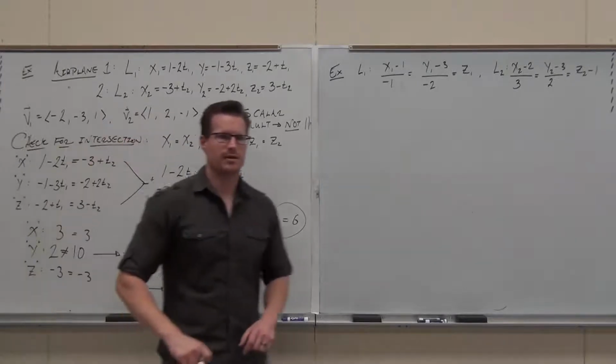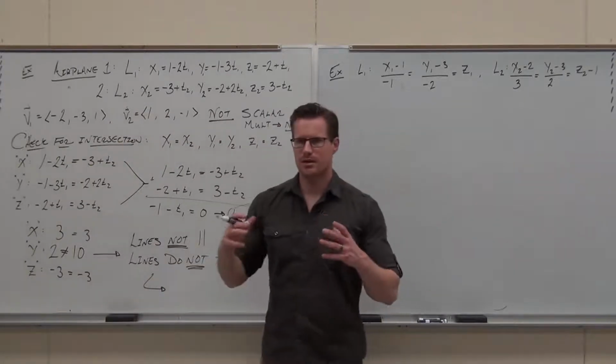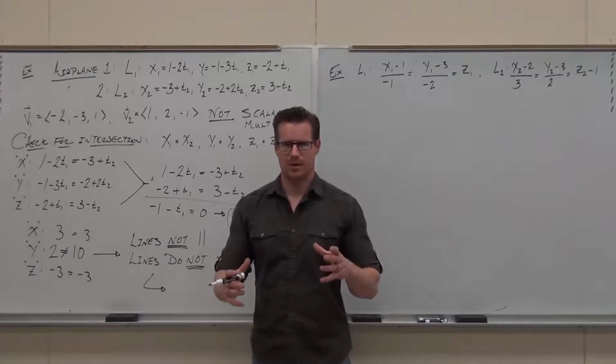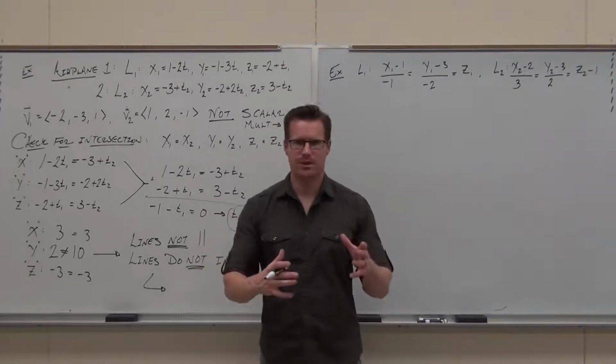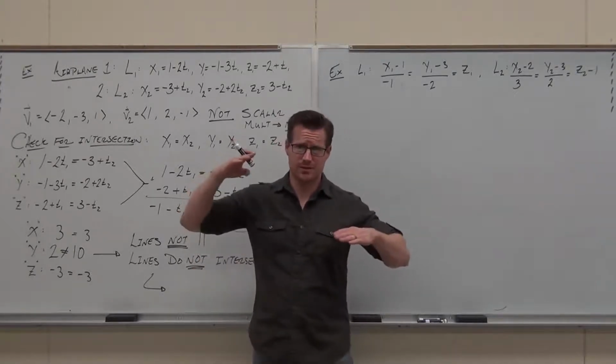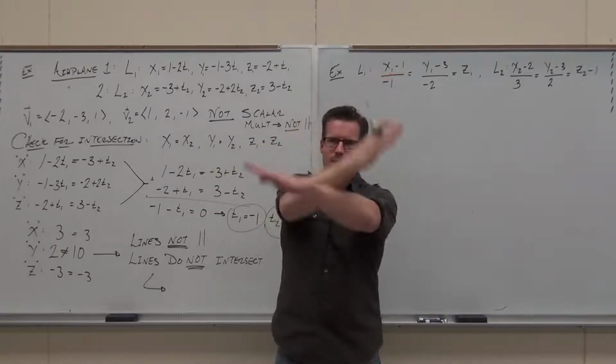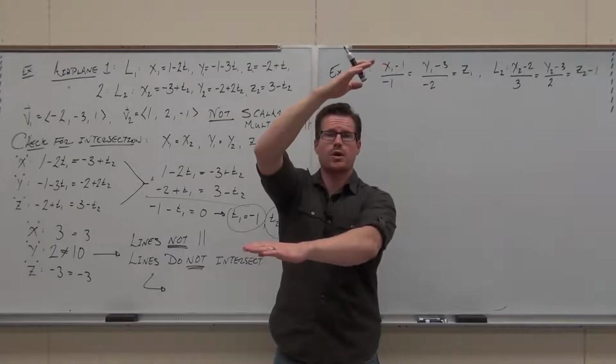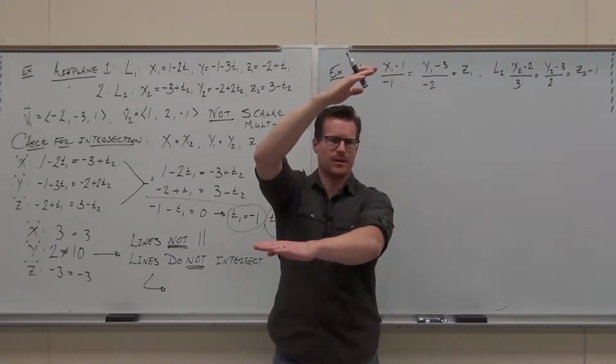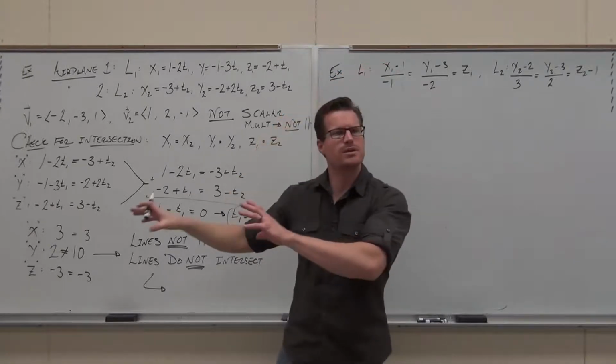When you have lines that are not parallel, and they don't intersect, they look like this. These aren't parallel, they're not the same direction, they're not crossing. Those are called skew. Skew lines happen a lot, all right? That's what this tells you.